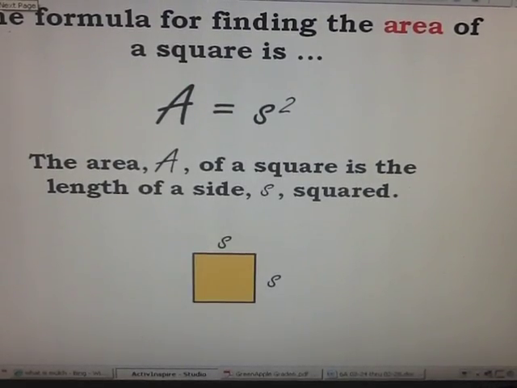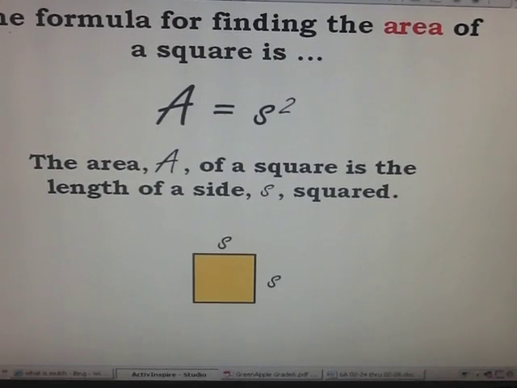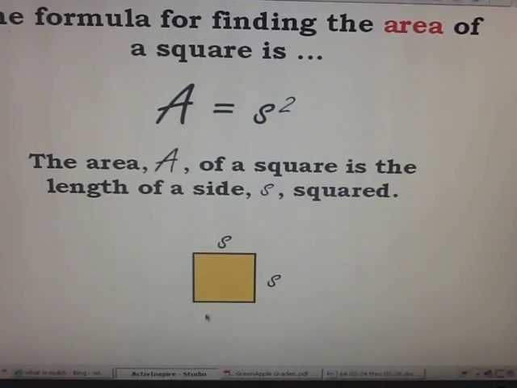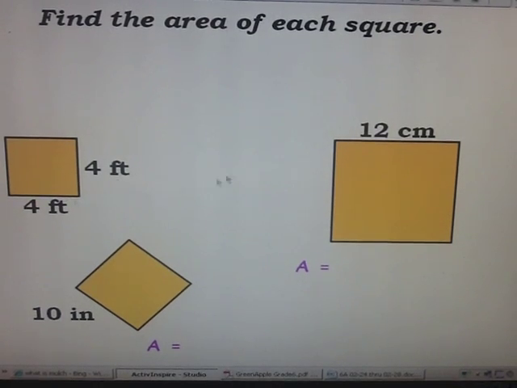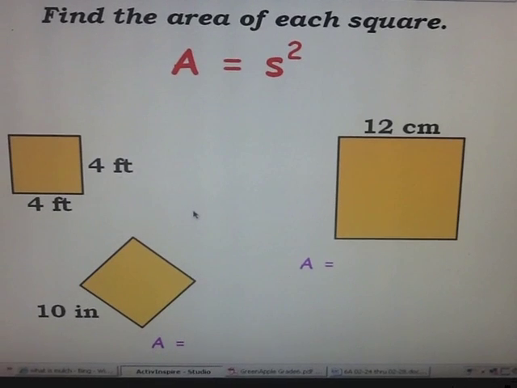Okay, let's talk about a square. There is a formula for finding the area of a square, and this is the formula, A equals S squared. What this means is that the area, capital A, of a square is the length of a side, S, squared. Remember, the characteristics of a square is that all of the sides are congruent or equal. So let S represent the side, and you just square it. So let's try it. First thing we always do, since these are all squares, we're going to put our formula. Area equals the side squared, S squared.